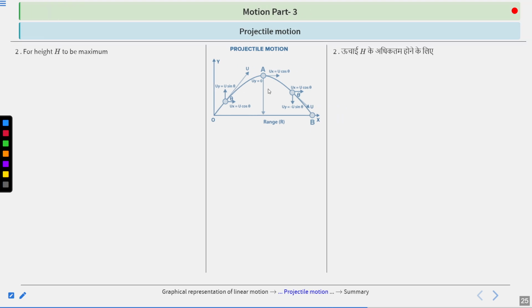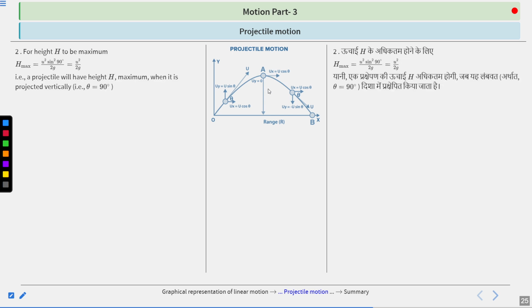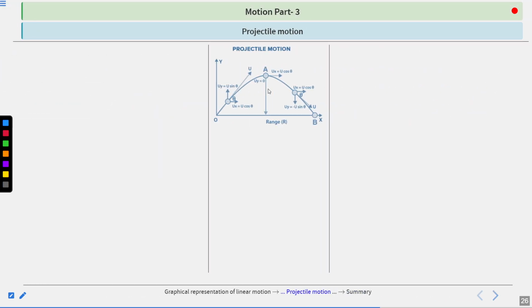Now, for height H to be maximum, H max is equal to u squared sin squared 90 degrees by 2g, which is equal to u squared by 2g. Therefore, a projectile will have maximum height when it is projected vertically, therefore theta is equal to 90 degrees. Relation between H max and R max: H max is equal to R max by 2.